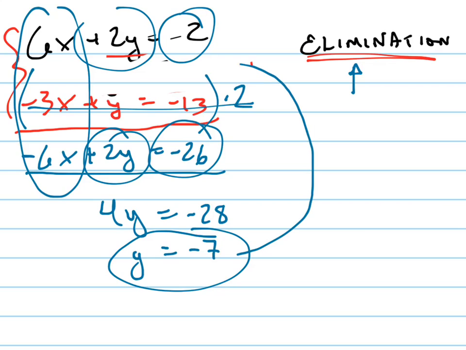Plug that back in to either one of these for y. Solve for the other one, you're going to get x equals 2, just like we did on the other page. So 2 comma negative 7 is our solution, and we can check it and it'll be true. Alright, that's the second way. Pretty easy method, but there's an even better method.